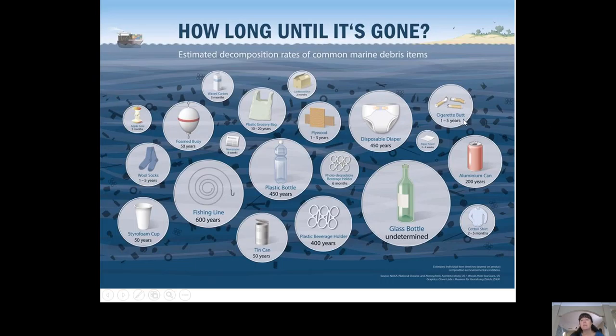Cigarette butts, 1 to 5 years. Aluminum can, 200 years. Please recycle your aluminum. Plastic bottles, 450 years. Again, the plastic beverage holders are 400 years. Fishing line, 600 years. Plastic grocery bag, 10 to 20 years. So you can see that these are very common items that we all have and use, and this is what happens when they're in the ocean. They do not go away.